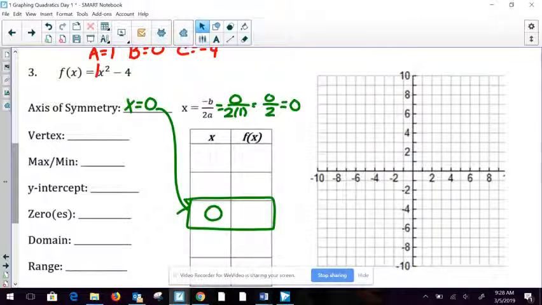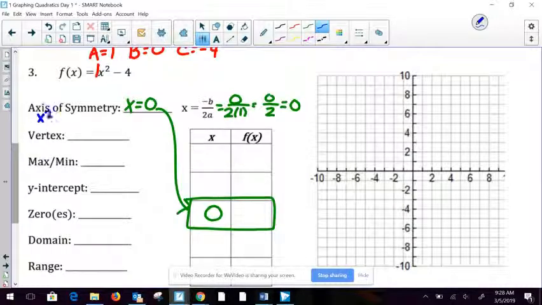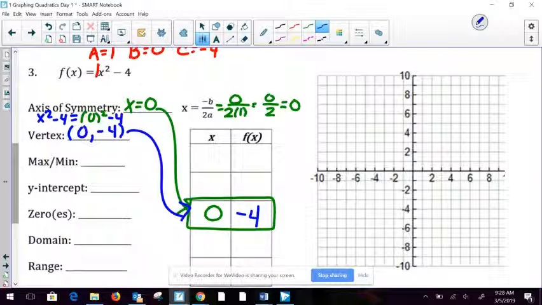Now that I have what that is, I'm going to go ahead. Remember my equation was x squared minus 4. Well, now I know that my axis of symmetry is 0, so 0 squared minus 4. Well, what is 0 squared? Right, 0 minus 4 is -4. So my vertex is 0, comma, -4. Remember that all goes to the center of my table.